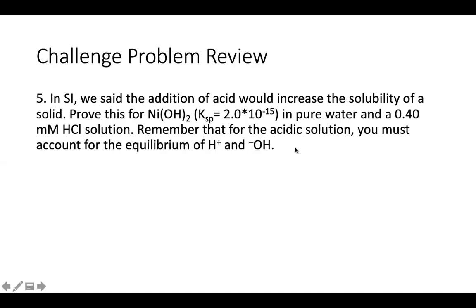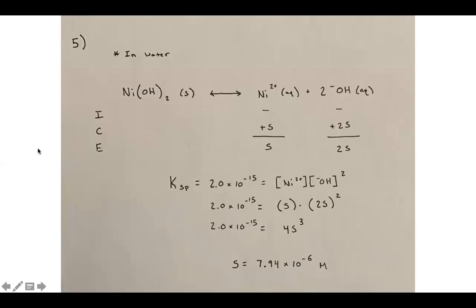And then this little hint was kind of for you guys, but I think it'll make more sense when I just show how I solve this problem. Okay, so this first slide just shows how I solve for my solubility in water, right?